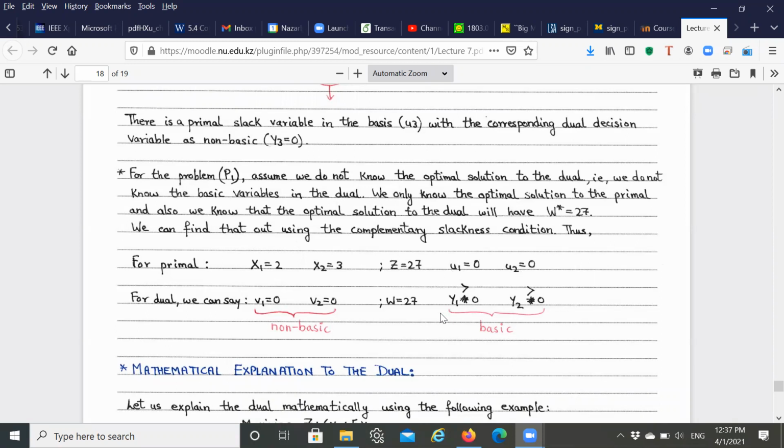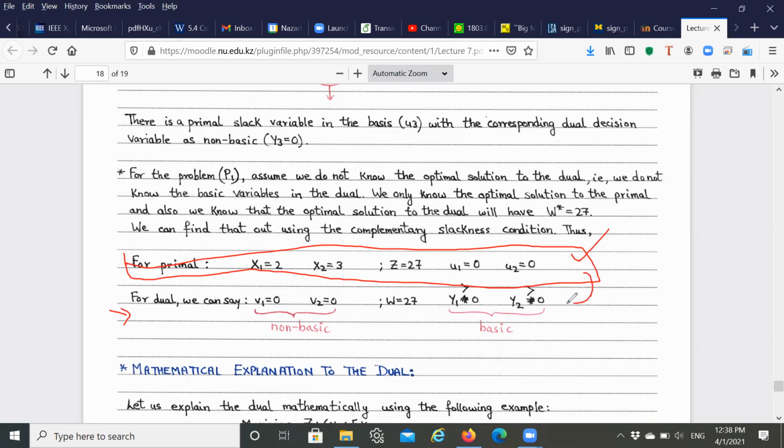Therefore, in the dual, the corresponding decision variables, the corresponding basic variables, because they are non-negative, would be y1 and y2. Since u1 and u2 are equal to 0, it tells me that both y1 and y2 will be not equal to 0, and they will be the basic variables. Because by solving the primal, we found that u1 and u2 are equal to 0. So I can claim this step, knowing this, using the complementary slackness condition. Is it clear?